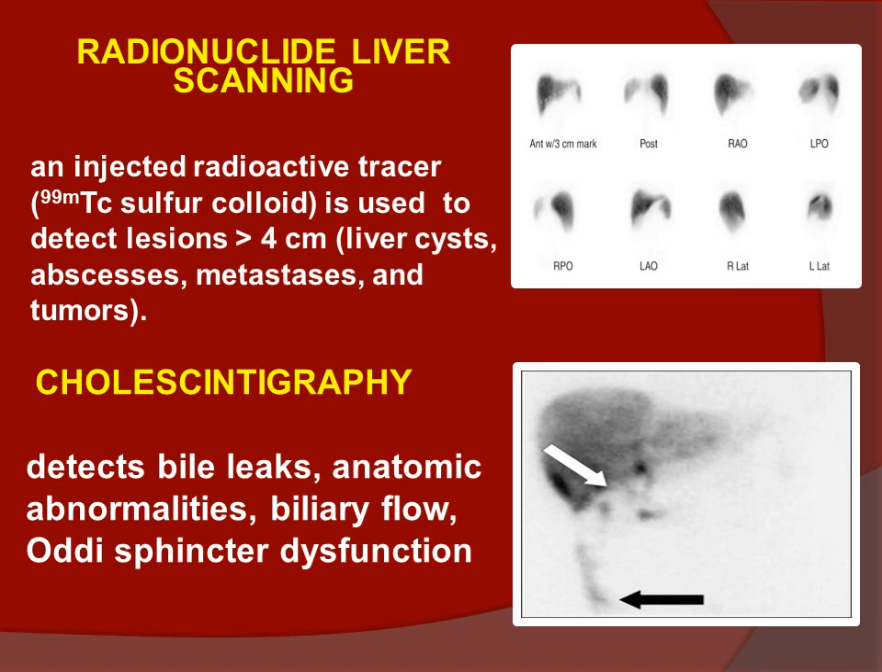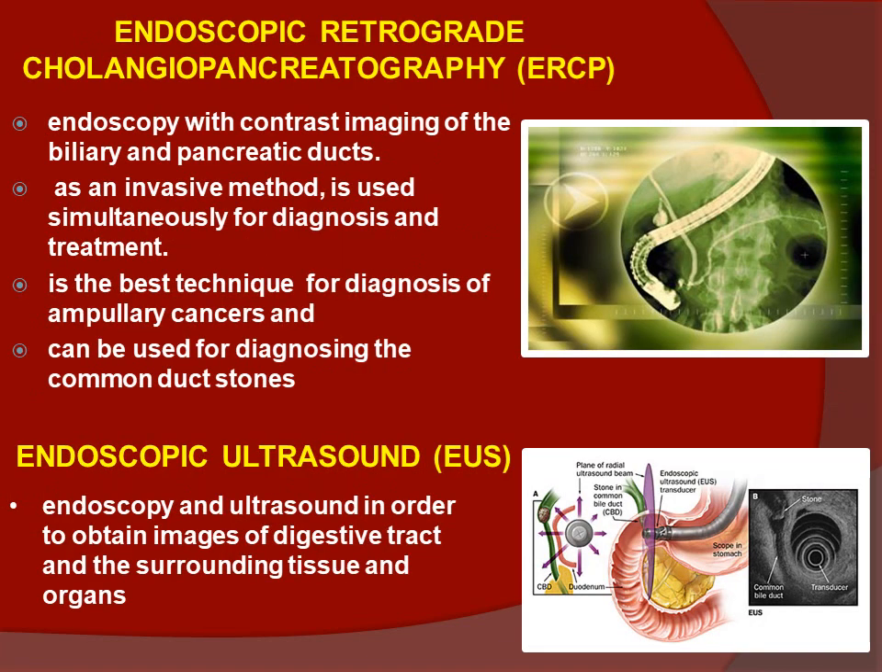Cholescintigraphy detects bile leaks and anatomic abnormalities. After cholecystectomy, this method can quantitate biliary flow. Biliary flow helps identify papillary stenosis or sphincter of Oddi dysfunction. Endoscopic retrograde cholangiopancreatography, or ERCP. ERCP provides detailed images of much of the upper gastrointestinal tract and the periampullary area, biliary tract, and pancreas. This method can also be used for biopsy.